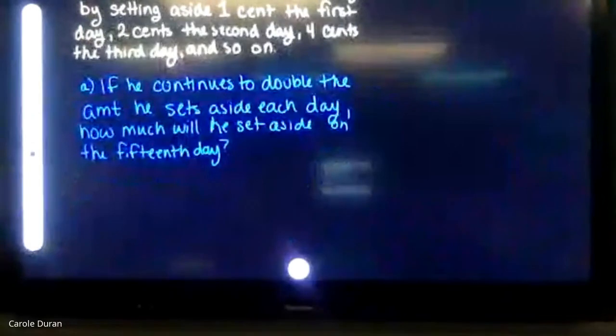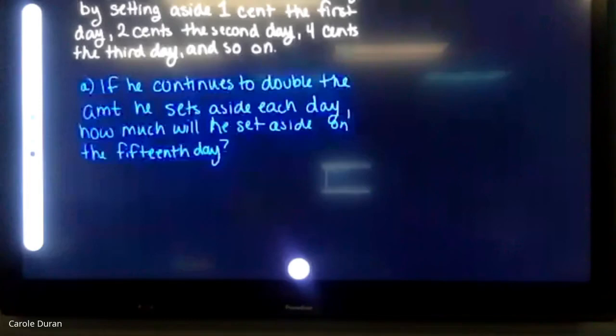So this is part A. How will I figure out how much money he's putting aside on day 15? Any ideas? Okay, so I have to find R, and I'm going to use it somehow, but how is that really going to help me for the 15th day if I only know the first 3 days? I'm going to use the formula for the nth term, and I'm going to plug 15 in for n.